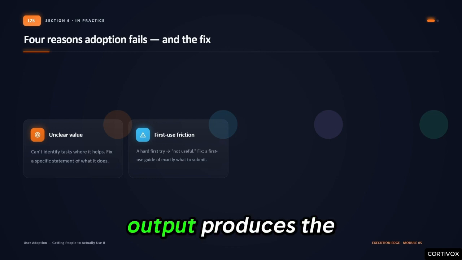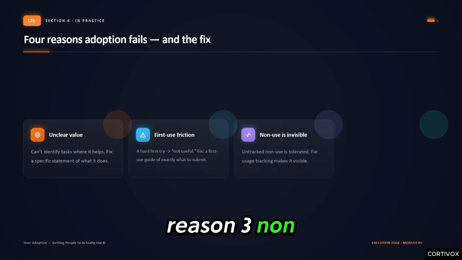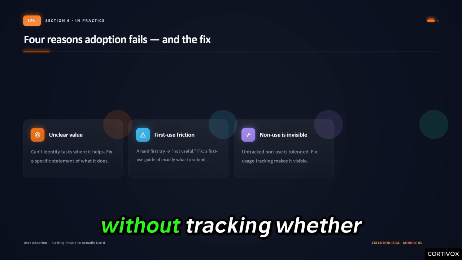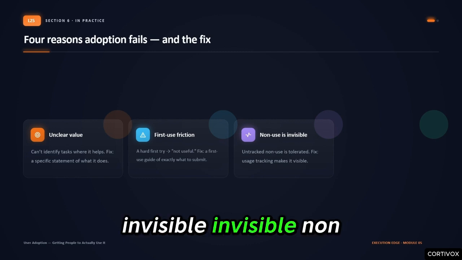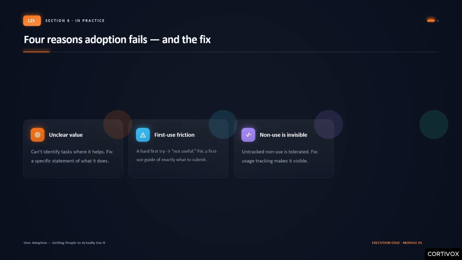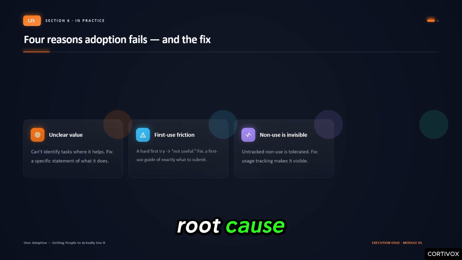A poor first output produces the conclusion that the system is not useful. The first use guide addresses this. It tells new users exactly what to submit, in what format, to get a good first output. Reason 3. Non-use is invisible. Without tracking whether the system is being used, non-use is invisible. Invisible non-use is tolerated. Usage tracking makes adoption visible and creates a prompt to investigate and address the root cause.